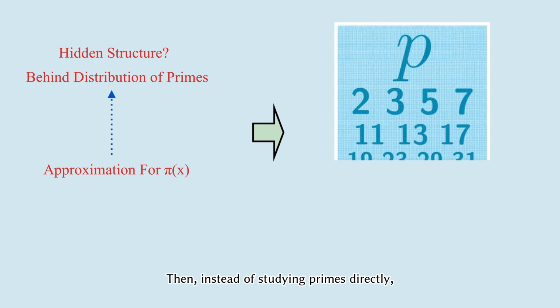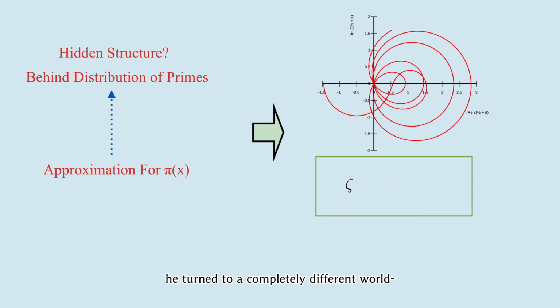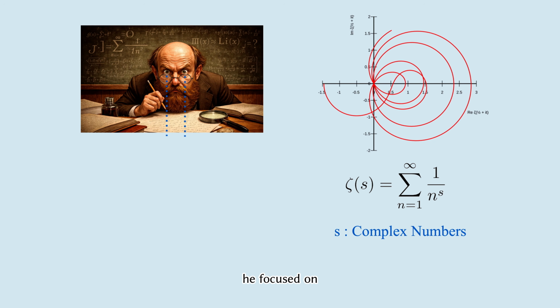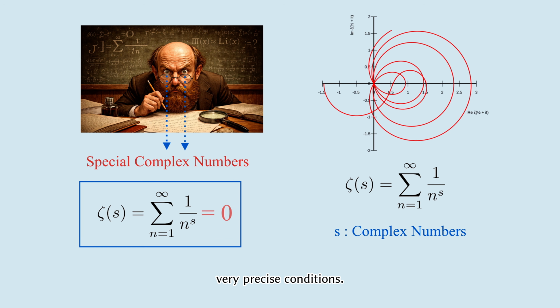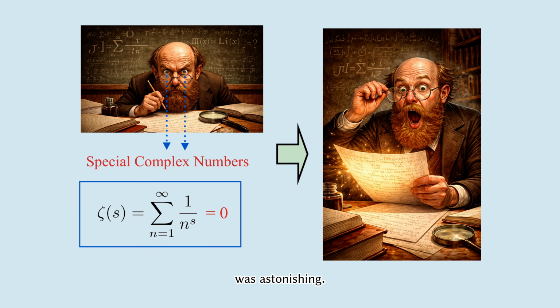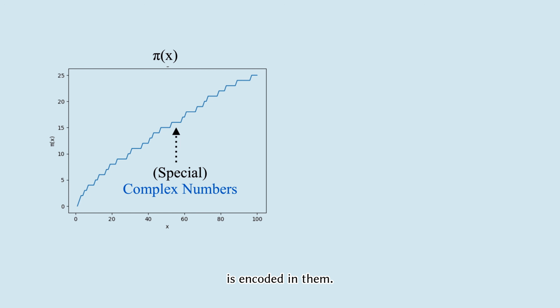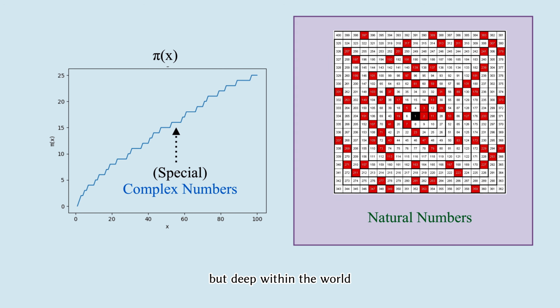Then, instead of studying primes directly, he turned to a completely different world. A function defined over complex numbers. In particular, he focused on a special set of complex numbers associated with that function, those that satisfy very precise conditions. And what he discovered was astonishing. The fine structure of prime numbers is encoded in them. The secret of primes is not just hidden among natural numbers, but deep within the world of complex numbers.